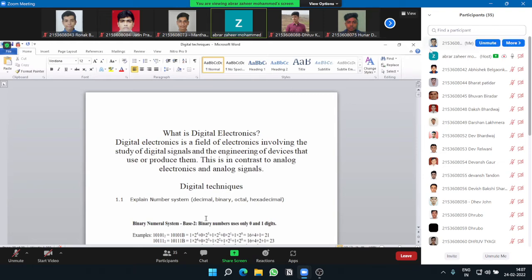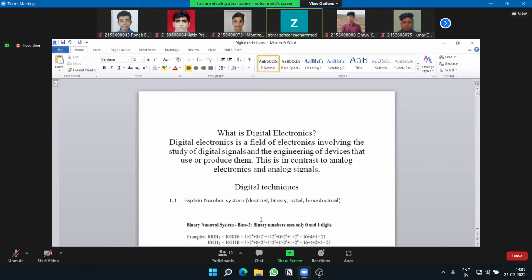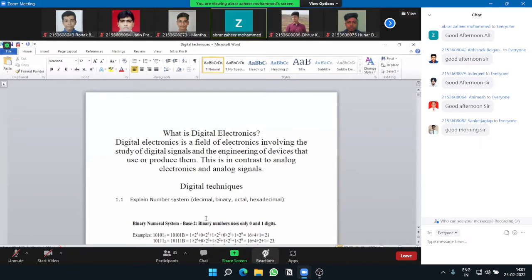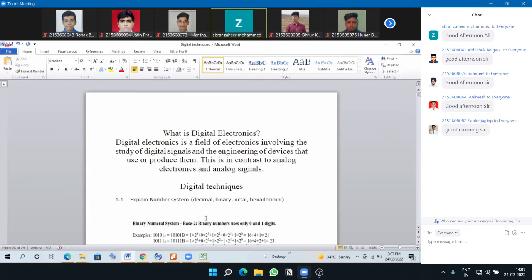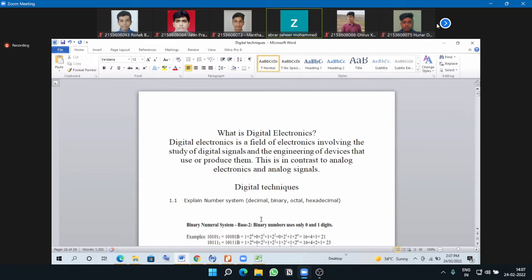Okay. So it consists of numbers from 0 to 9. That is the 10 numbers. So that's why its base is 10. Okay. So any number you can take, 10, 15, 16, 20. This is an example of the decimal number system. Okay. Next is the binary number system.